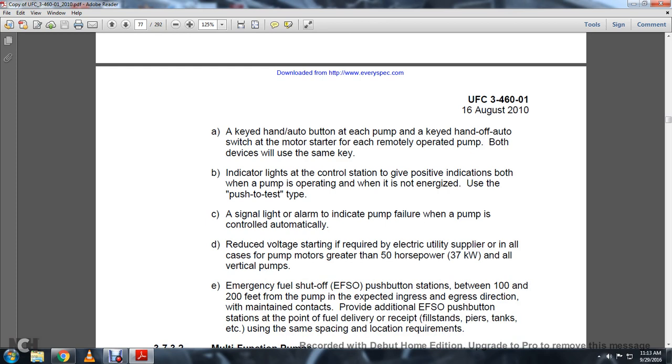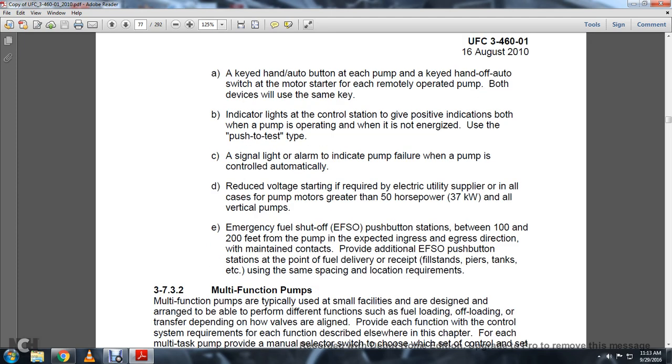A single light alarms to indicate pump failure. When the pump is controlled automatically, provide reduced voltage starting, as required by the electrical utility supplier, in all cases of pump motors greater than 50 horsepower and all vertical pumps. Emergency fuel shut-off buttons and push button stations should be between 100 and 200 feet of the pump.